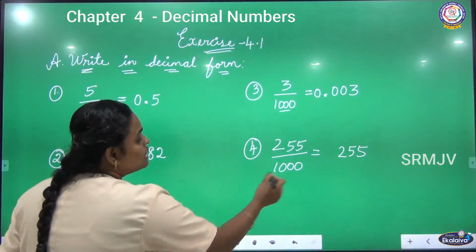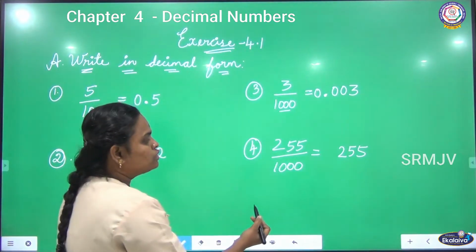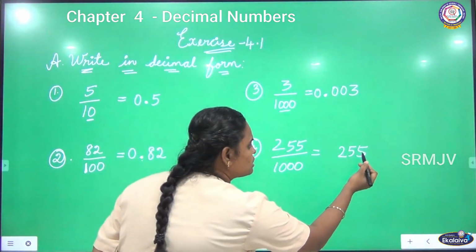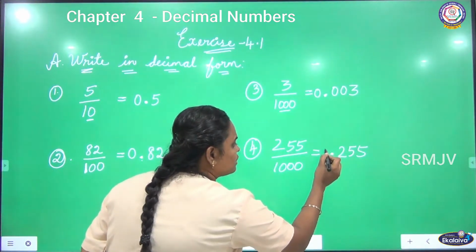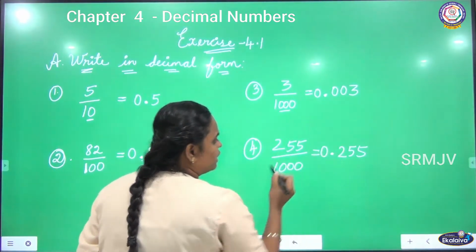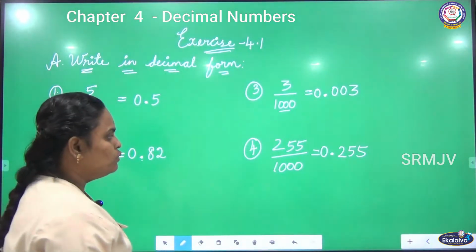Next one, in the numerator they have given 255. Next, in the denominator how many zeros are there? 3 zeros. So from the back you leave 3 digits, 1, 2, 3, then put the decimal point. So before the dot you can write 0. So what is the answer? 0.255.